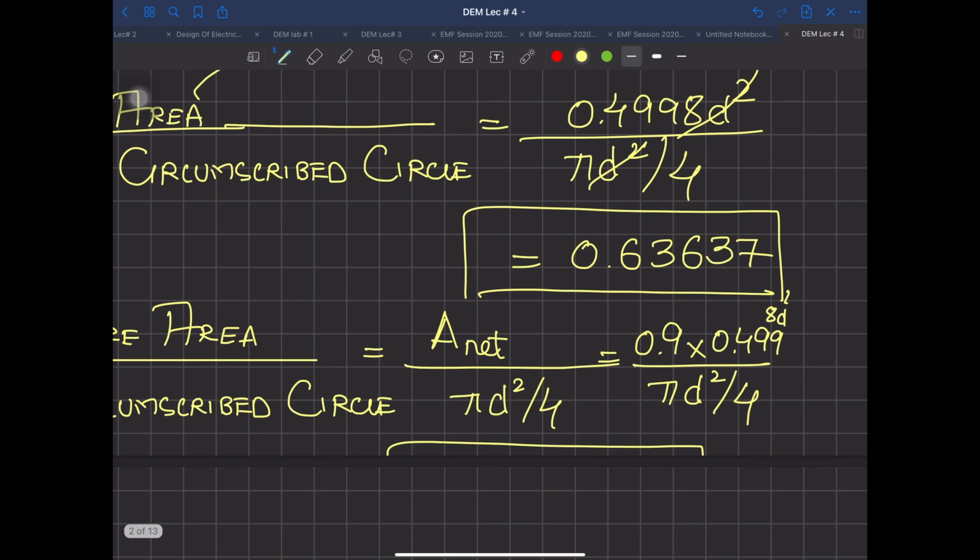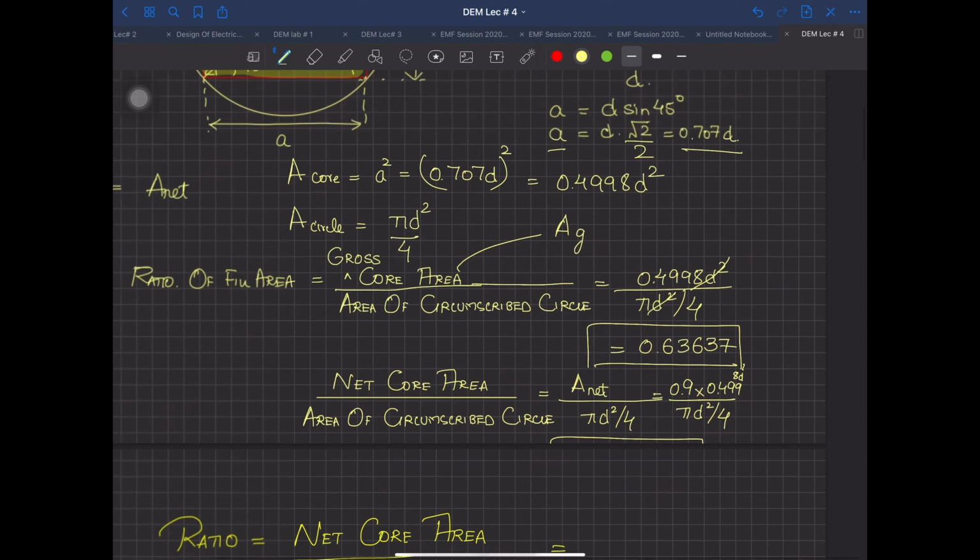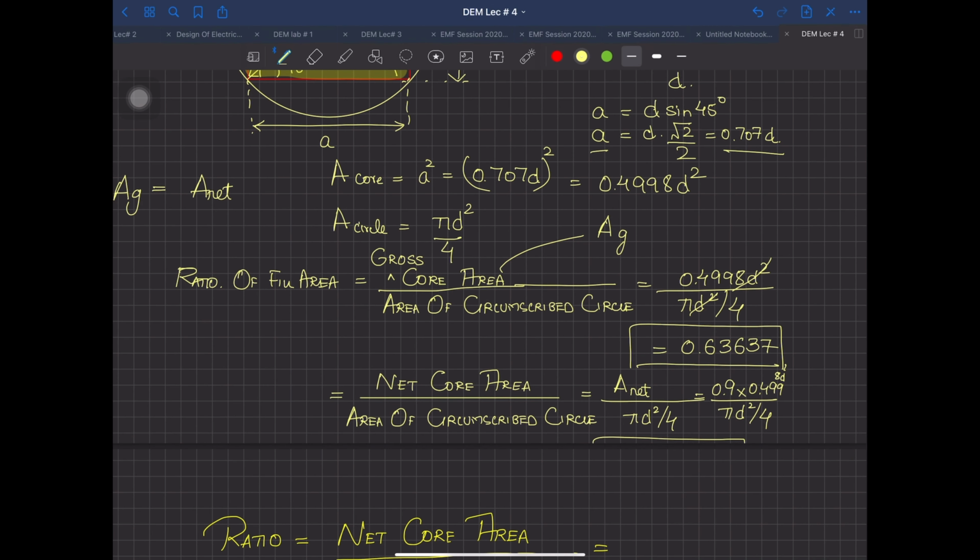I have taken Ks as 0.9. It can be different for your case. It can be 0.95. It can be 0.85 depending upon how good you are having it, the core. So this fill factor, now you can call this one also as a fill factor. So this is a fill factor for net core area.